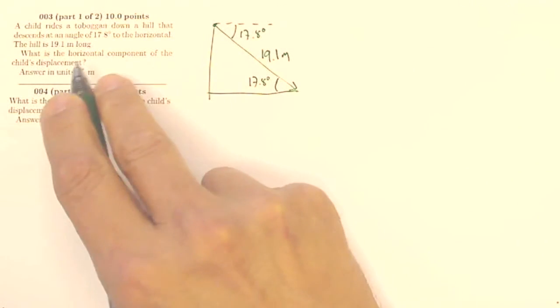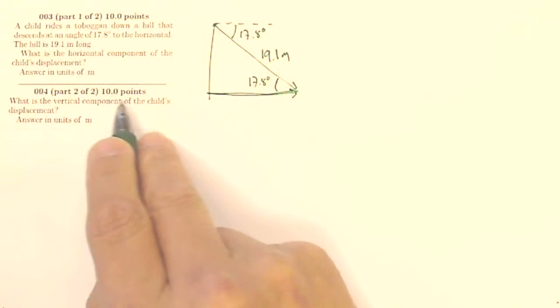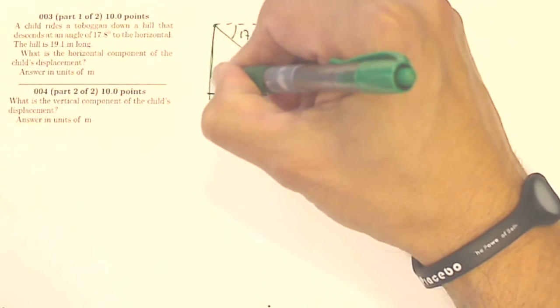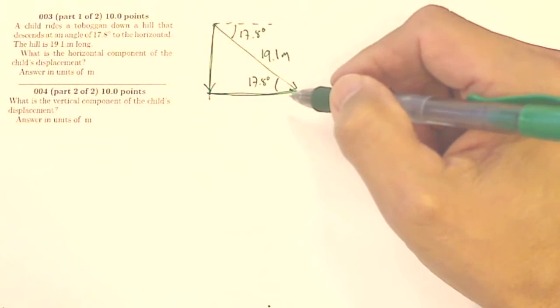What is the horizontal component of the child's displacement? So I'm looking for this value. What is the vertical component of the child's displacement? I'm looking for this value. Now notice this one is pointing down, so we'll get to that in a second.